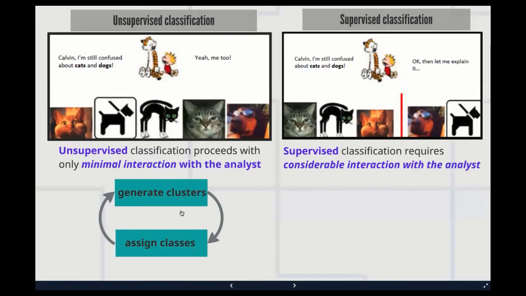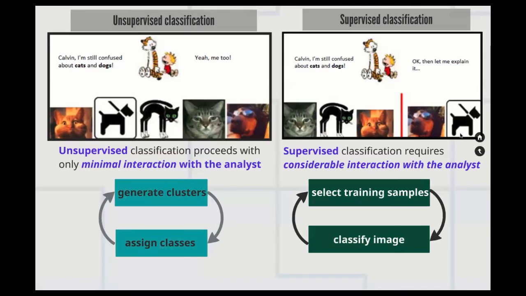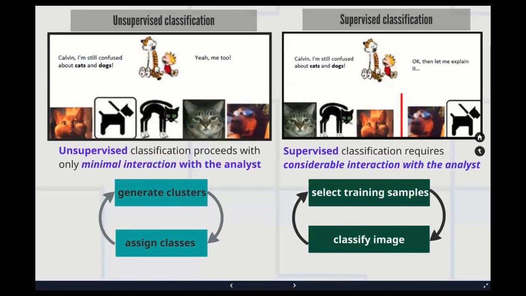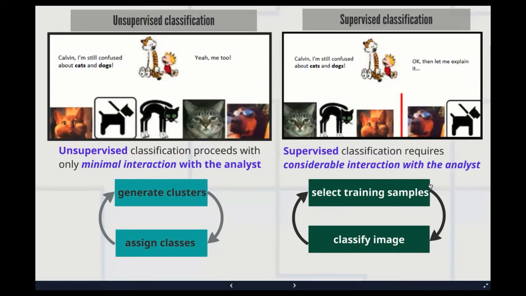And then you probably have to go back if you want to improve until you get your satisfied results. But actually, the analyst input is only afterwards, after the program generates a certain number of clusters. For supervised classification, your input happens at the beginning. You have to select something we call training samples, and then your training samples will be the input data into the program for classifying the image.